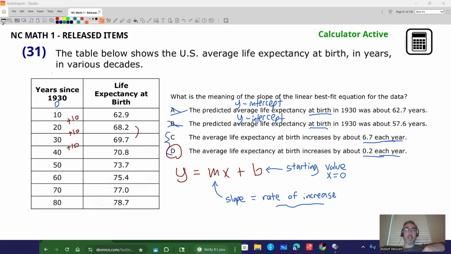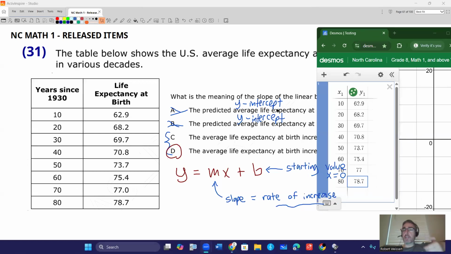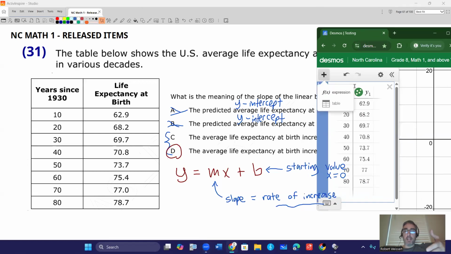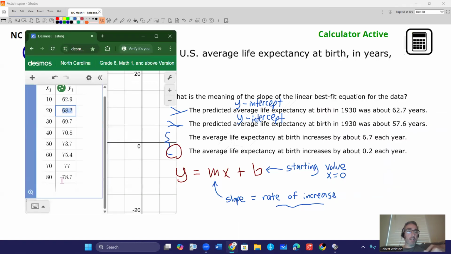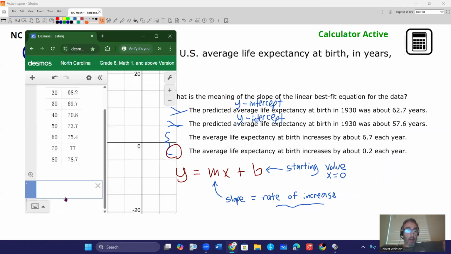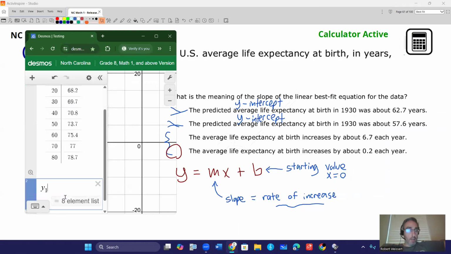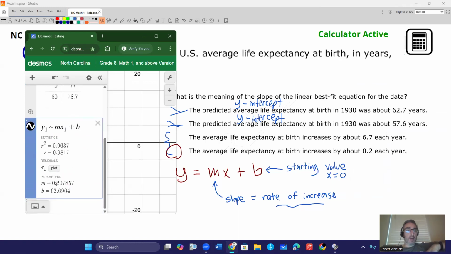And you can get that slope using Desmos. So if you wanted to just key this table in, you would press plus, add a table, and then you can enter these in manually. And then what we could do is get the line of best fit down in line 2, which, if you need a refresher on that, you would just say y1 squiggly mx1 plus b. And if you scroll down here, you will get the m and the b, and that m here is your slope, which is 0.207. So indeed, D is going to be your answer for this question.